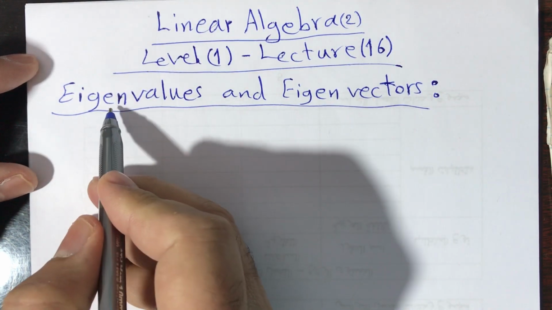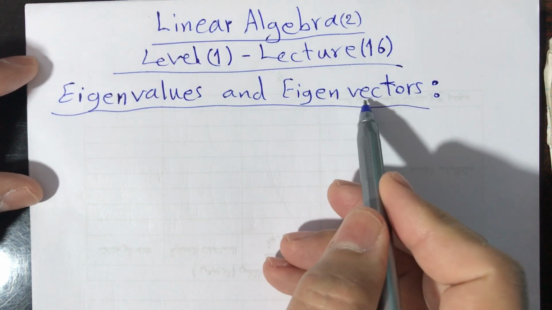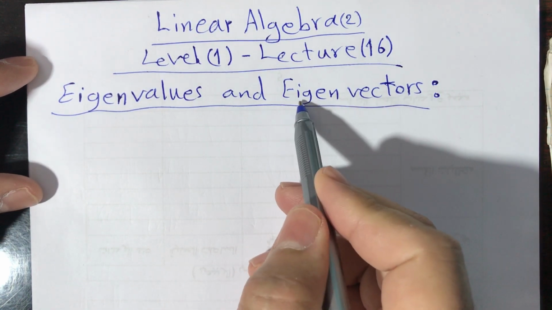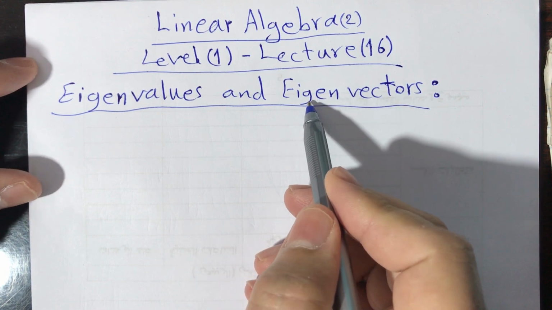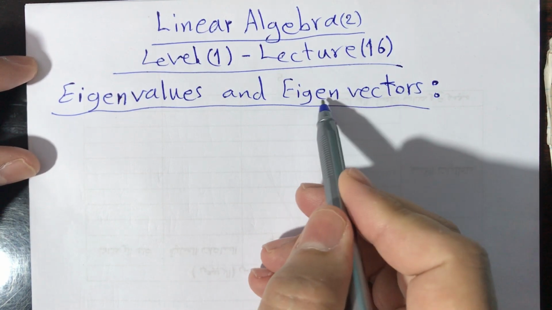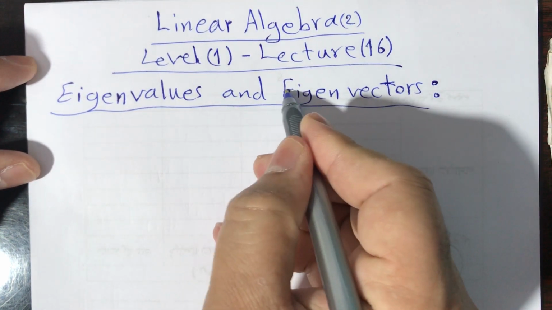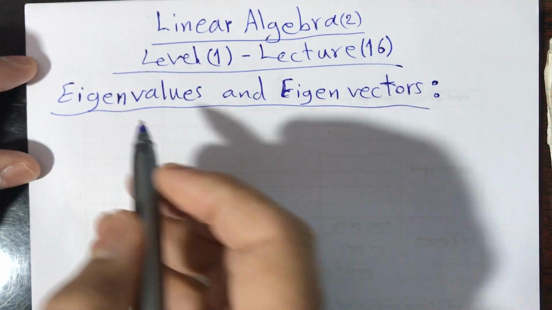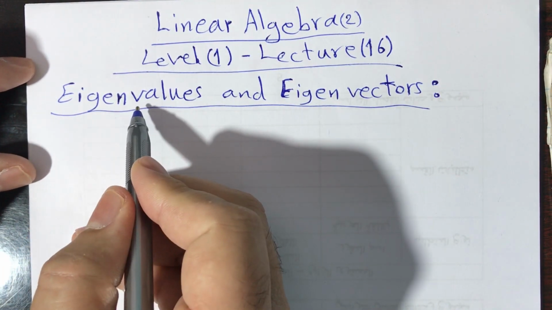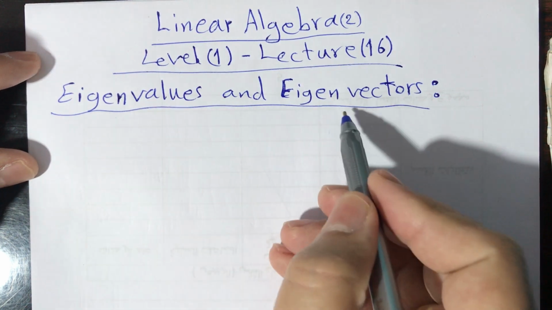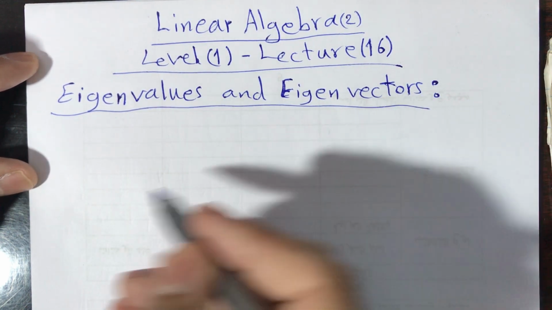Linear algebra 2, level 1, lecture 16: eigenvalues and eigenvectors. You know vectors, and eigenvectors in Arabic will be المتجه الذاتي, and eigenvalues القيمة الذاتية.